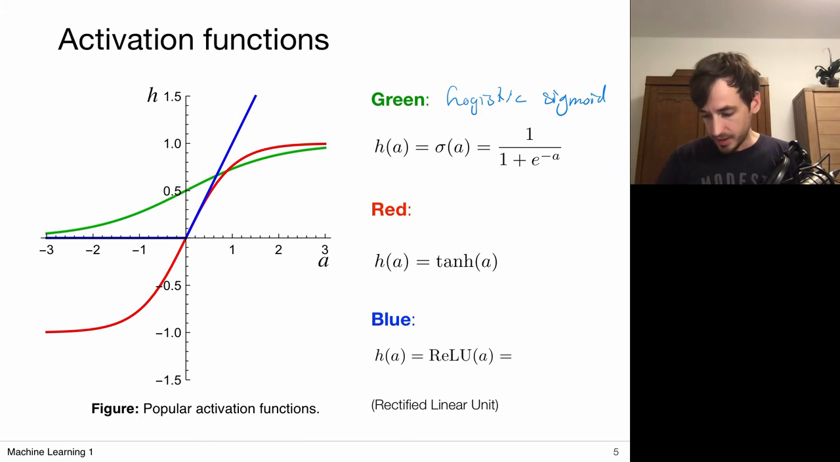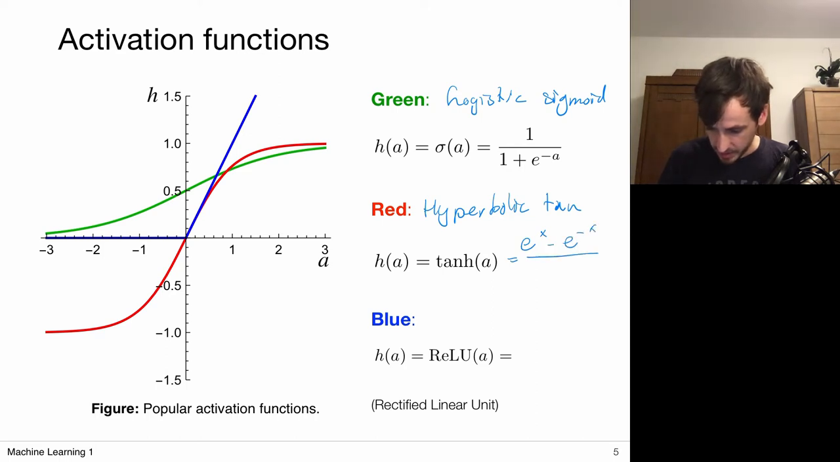Then what we see in red is the hyperbolic tangent, which is given by e to the power x minus e to the power minus x, divided by e to the power x plus e to the power minus x. That's indicated here in red. It also has this nice squashing property, but now it squashes all the values between minus 1 and plus 1. And it has this sort of linear part over here. So close to 0, this function is linear. But if my activations take on very high values, then those get truncated at the value 1, essentially.